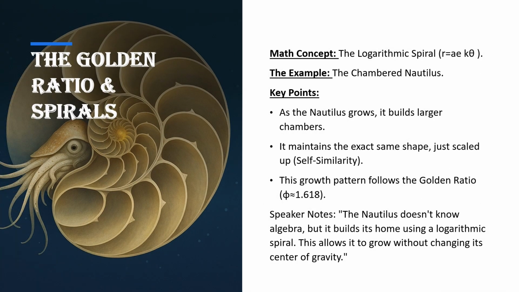Discussing the golden ratio and the spiral. So, the main concept behind this is the logarithmic spiral, which is defined by the ratio r equals a e to the power k theta. Now, there are various examples of that, but I would like to specify one, that is the Chambered Nautilus. Let us understand certain key points. As these grow, they build larger chambers. It maintains exactly the same shape, just scaled up. The growth pattern follows the golden ratio.